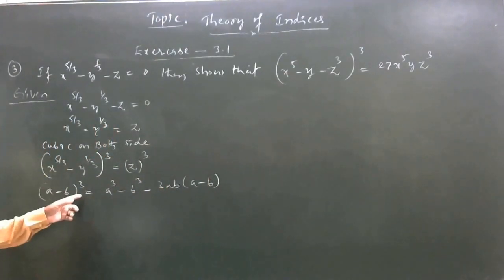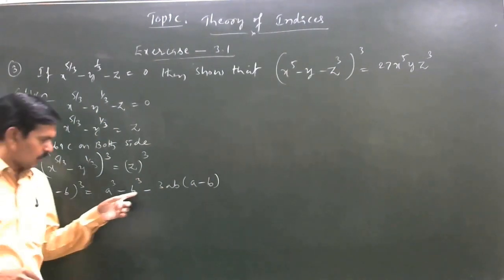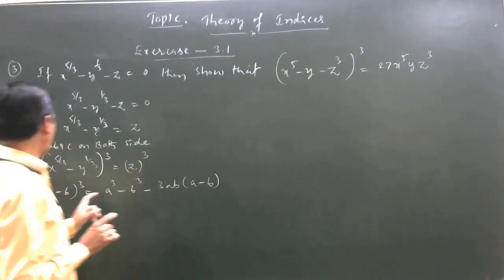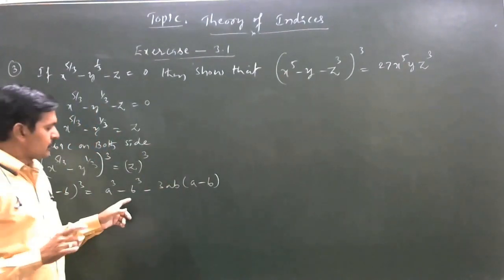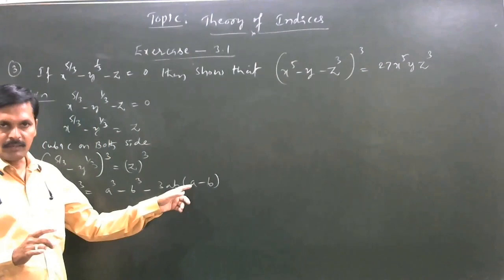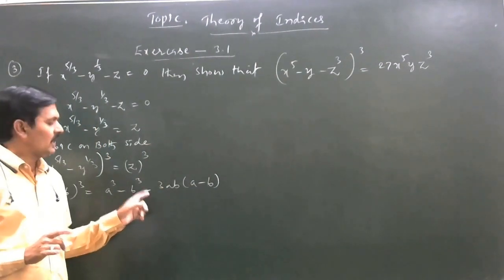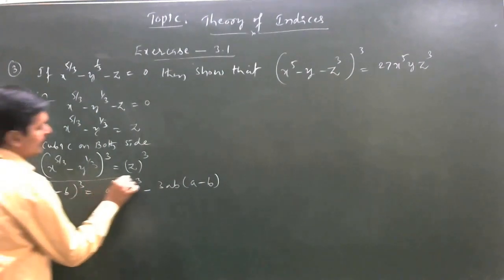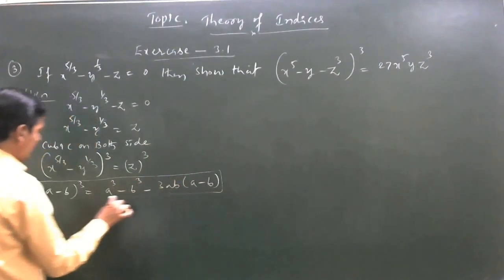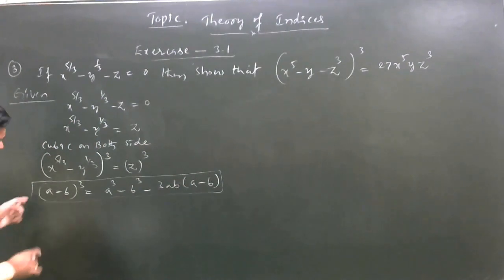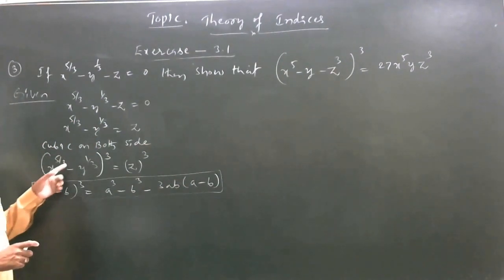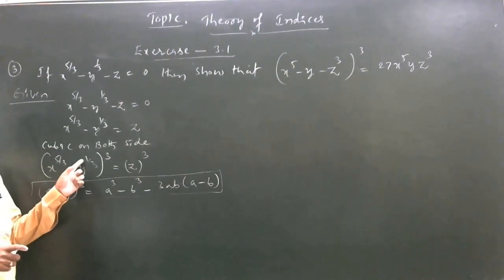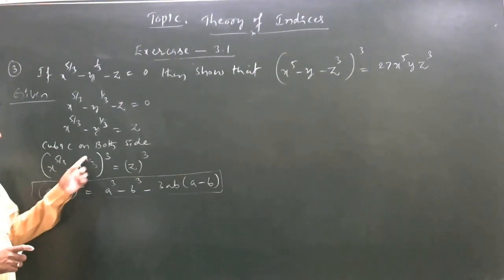(a minus b) whole cube equals a cube minus b cube minus 3ab into (a minus b), or a cube minus b cube minus 3a square b plus 3ab square. By using this formula for (a minus b) whole cube in the above equation, let us consider x power 5 by 3 as a and y power 1 by 3 as b.